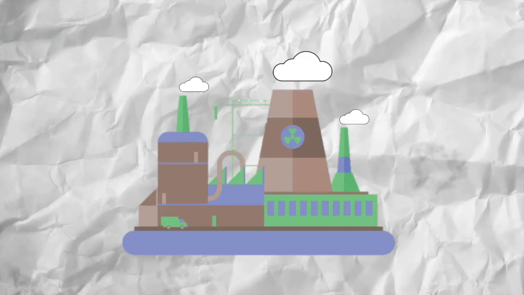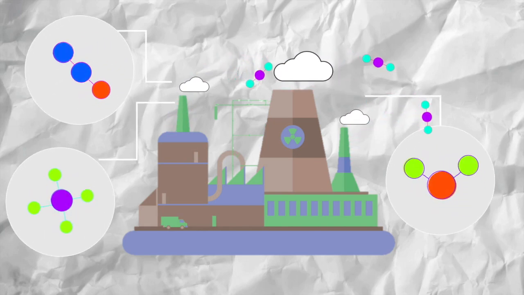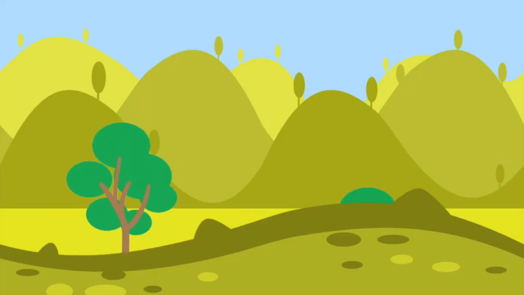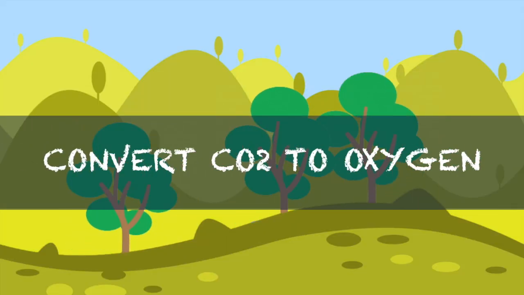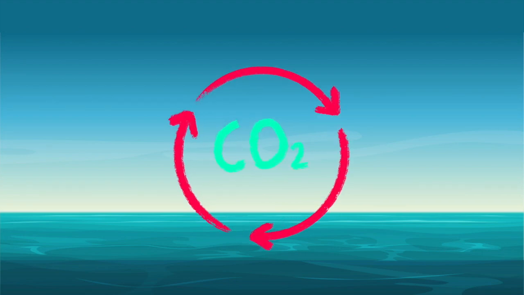A major anthropogenic, or human-made, source of carbon dioxide is the process of burning fossil fuels, which also releases other types of greenhouse gases as well. The natural sinks for carbon dioxide include trees and other vegetation, as the process of photosynthesis converts carbon dioxide to glucose and oxygen. Another natural sink are the oceans.